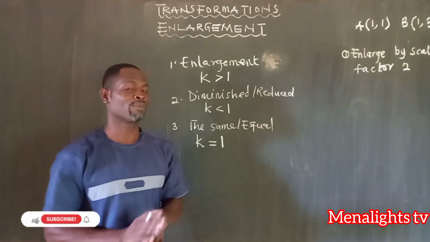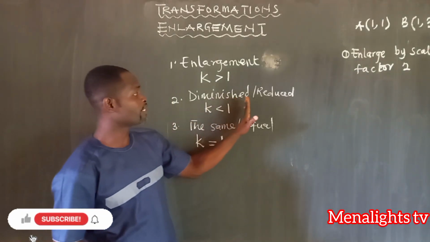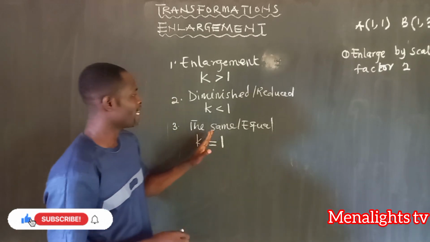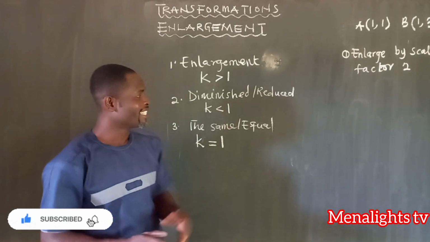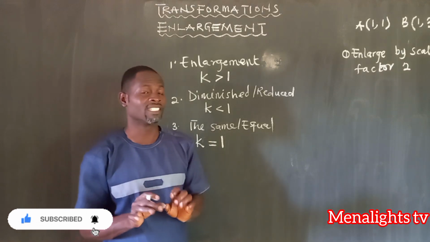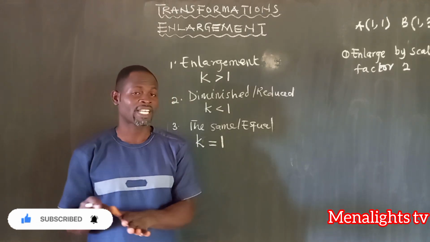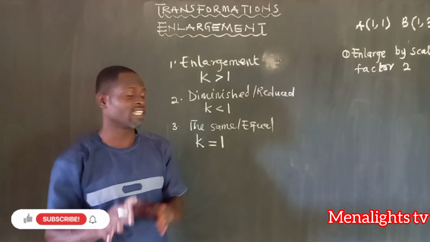Then we come to the second type of enlargement, that is diminished or reduced. Here the scale factor is less than 1. So if the scale factor is less than 1, the image is smaller than the object.